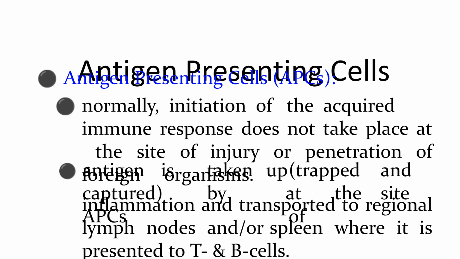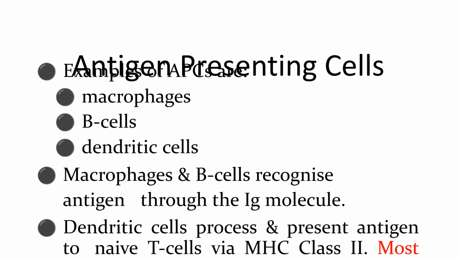Antigen-presenting cells, or APCs, capture the antigen at the site of inflammation and transport it to regional lymph nodes or the spleen. Here, the antigen is presented to T and B cells to initiate the acquired immune response. Examples of APCs include macrophages, B cells, and dendritic cells. Macrophages and B cells recognize antigen through the Ig molecule.